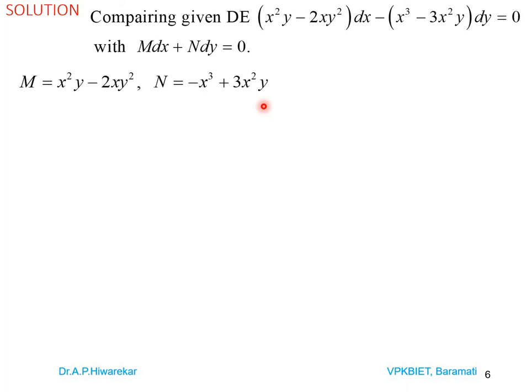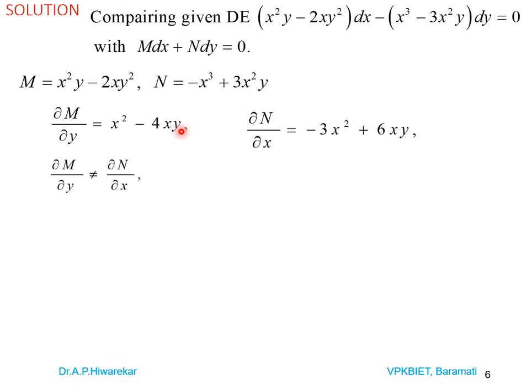So ∂M/∂y is x² − 4xy. And ∂N/∂x is −3x² + 6xy. And obviously ∂M/∂y is not equal to ∂N/∂x. The conclusion is that the given differential equation is not exact.